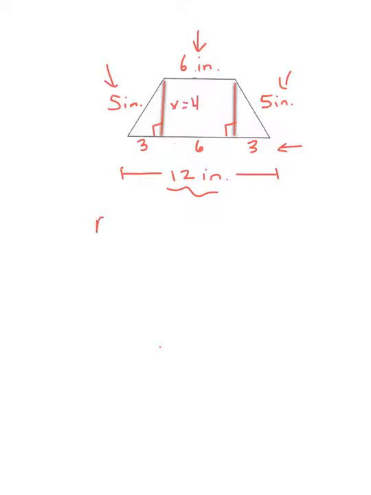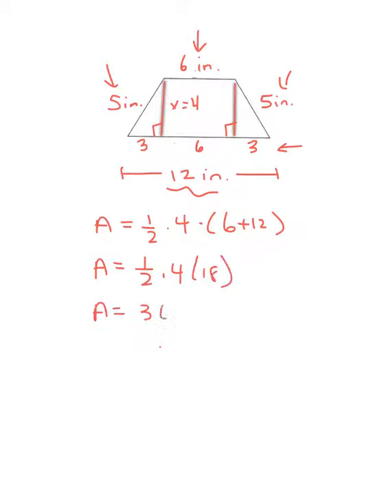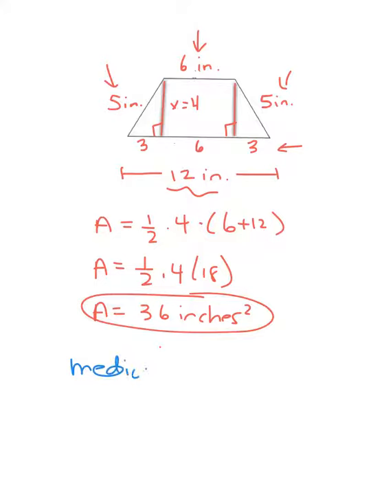So when I go to use my formula, I have area is equal to 1/2 times my height, which is 4. We had to find that this time. And then the sum of my bases are 6 plus 12. So that gives me the area is equal to 1/2 times 4 times 18. When I simplify all of that, I have area is equal to 36 inches squared. Now if I want to find my median, I add my bases, which are 6 plus 12 divided by 2, and that gives me 9 inches.